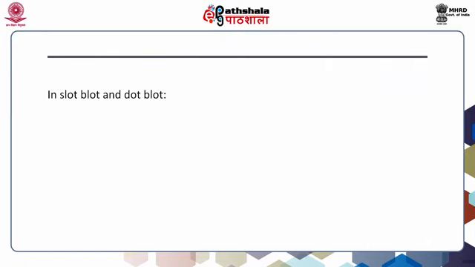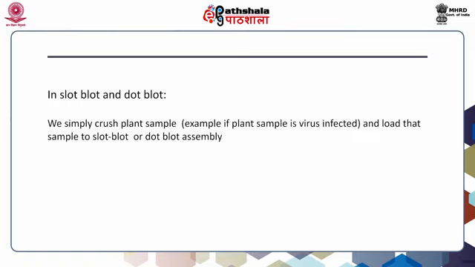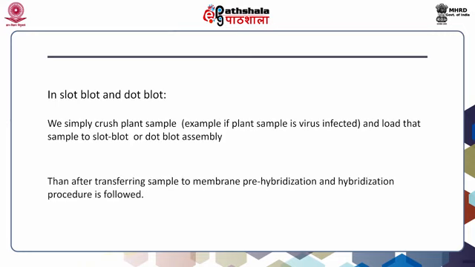To perform dot blot and slot blot transfer is the easiest way of transferring DNA or RNA. We simply crush plant material, for example if the plant sample is virus infected, and load that sample to the slot blot or dot blot assembly. Then, after transferring the sample to the membrane, the pre-hybridization and hybridization procedure is followed.